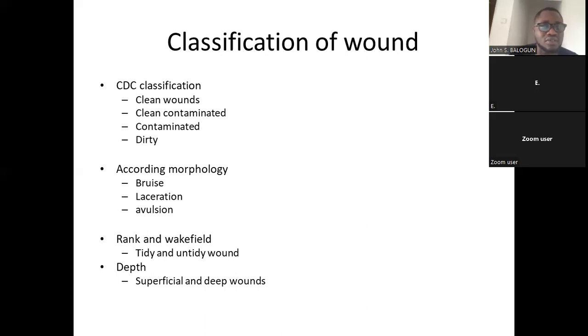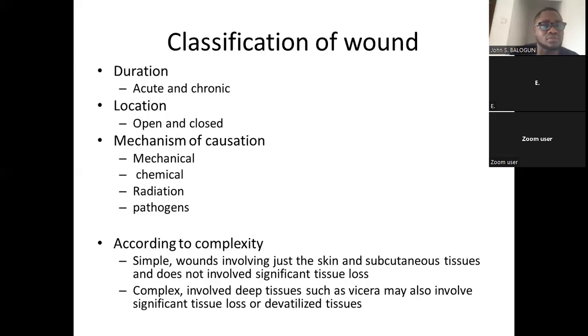So having said that, the other types of classification I will not want to bother you about because they are likely not going to come out in your exam. Again, the ones that will come out in your exam are the CDC classification, which is clean wound, clean contaminated, contaminated, and dirty. The other types of classification may likely not come out, so I'm not going to discuss the other types of classification of a wound for you.